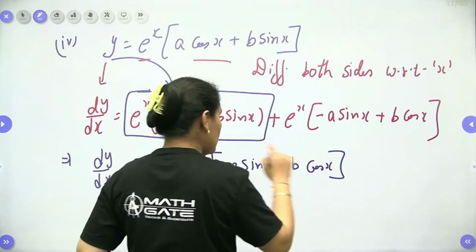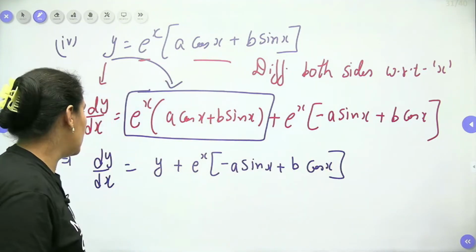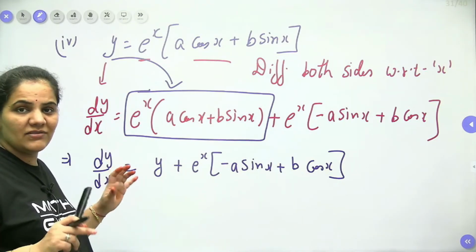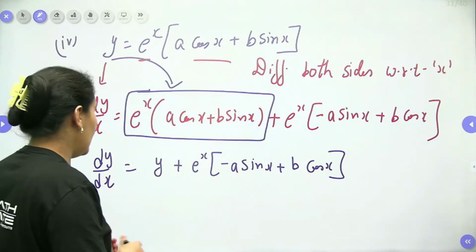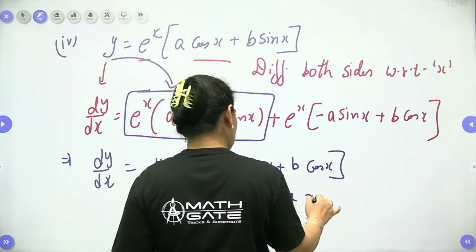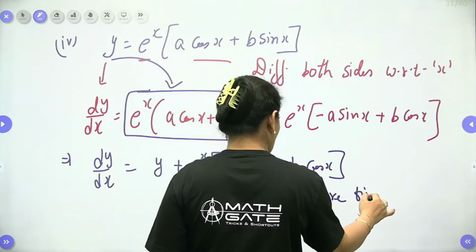Now you can differentiate it one more time, my dear students, because we have to remove the arbitrary constants, otherwise the differential equation is not at all valid. Okay, so differentiate it one more time. Differentiate one more time with respect to x only.